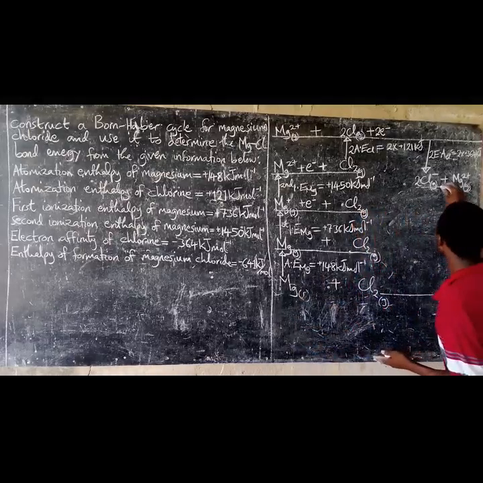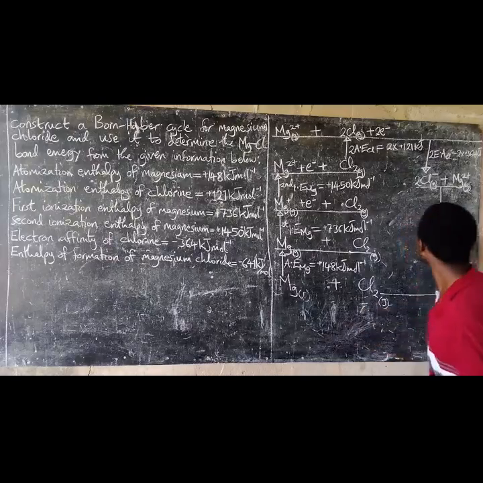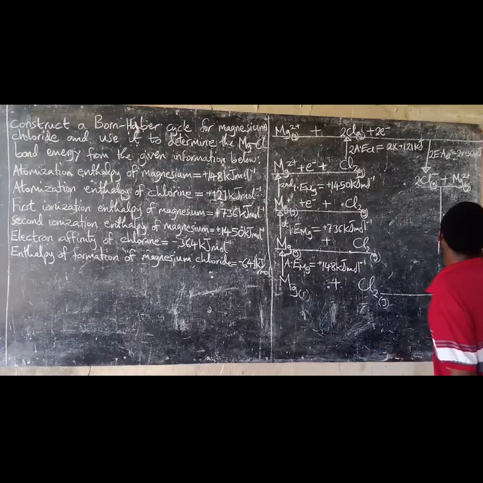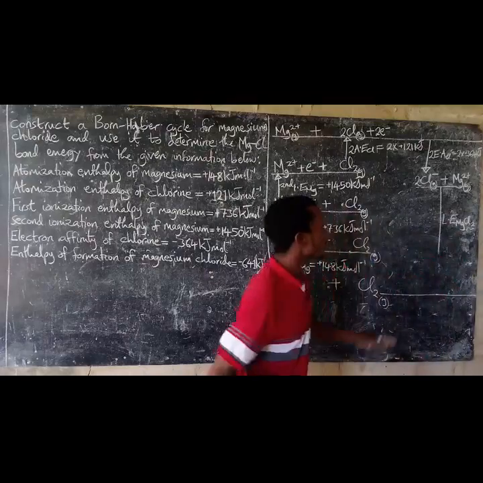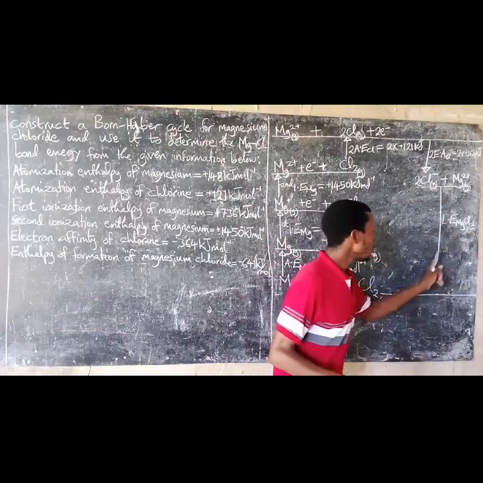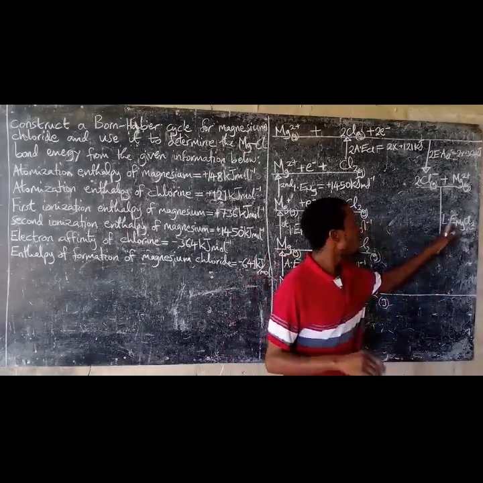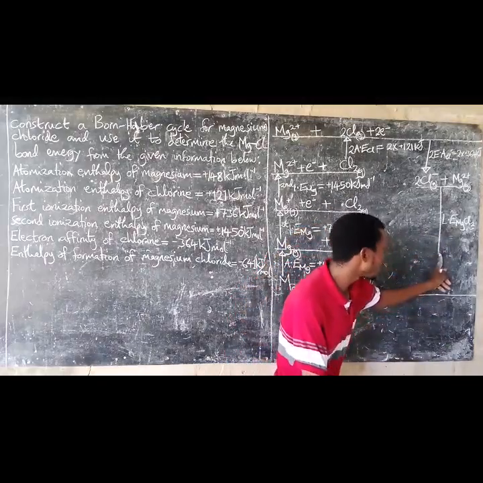So the amount of heat energy released to the surroundings is called lattice energy. Now, the lattice energy of magnesium chloride: since it is the heat energy released to the surroundings, its arrow should point downward.